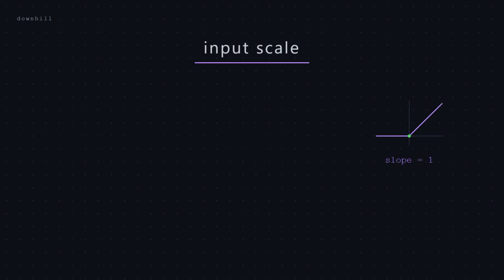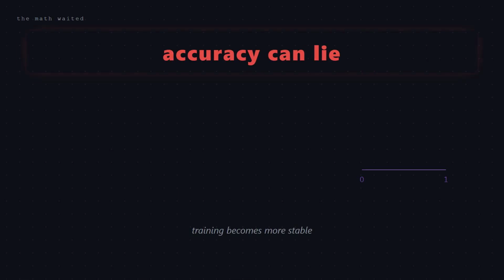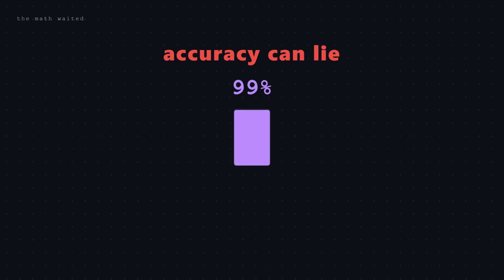Input scale matters too. Feeding raw RGB values of 0 to 255 makes the weights compete against very large numbers. Dividing every input by 255 compresses everything into the cleaner range of 0 to 1, and training becomes noticeably more stable. And raw accuracy alone can lie. If 99% of the training colors take light text, a network can score 99% accuracy by always predicting light, without ever learning a single real pattern about color. The metric looks brilliant. The model has learned nothing. Imbalanced data demands smarter scoring.